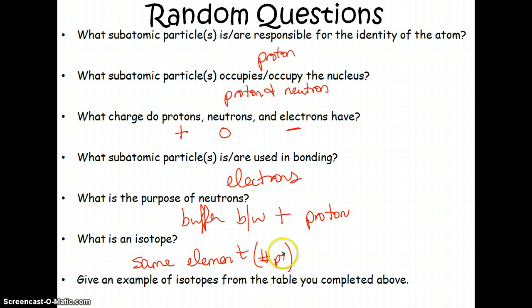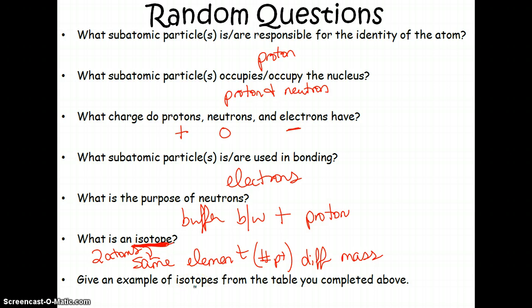Same element, so same number of protons, but they have different mass. So it's basically two atoms. You compare them, you see that they are the same element, which means they have the same number of protons, but they have different masses. These are isotopes, so isotopes are kind of like sibling atoms. It's the same element, they come from the same family, so to speak, but they have different masses. So they're slightly different.